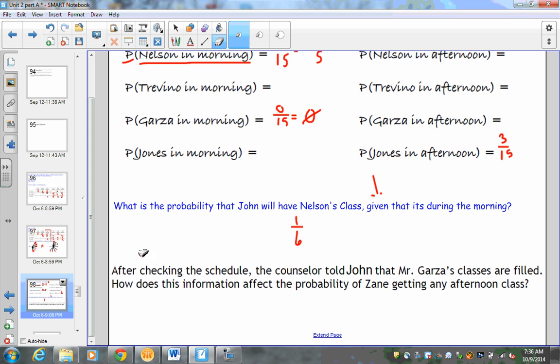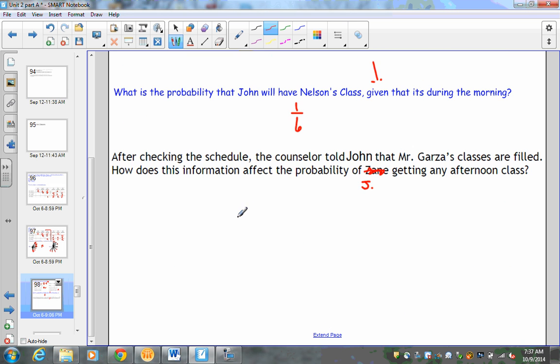Moving on. After checking the schedule, the counselor told John that Mr. Garza's classes are filled, so they're no longer available. How does this information change the probability of Jane's getting... well, first off, it was a typo here. That shouldn't have been Jane. That should have been John. I'm just going to abbreviate with J because I'm writing with my mouse here. So Mr. Garza's classes are filled.